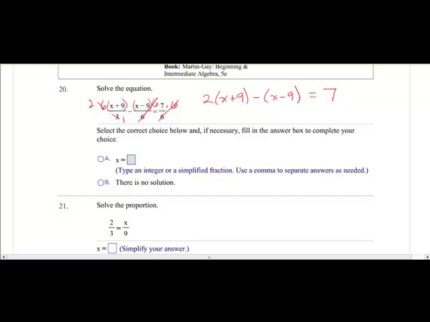So now let me distribute here. I have 2x plus 18 minus x plus 9, careful there, that's a plus 9 because it's minus a minus, equals 7. So now just combining my like terms, I have 2x minus x is a single x. I have 18 plus 9 is a positive 27. And so all I need to do is subtract 27 from both sides, and I get x equals negative 20 for this problem.